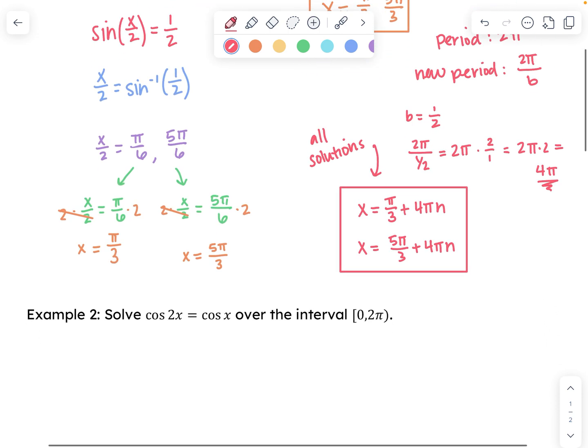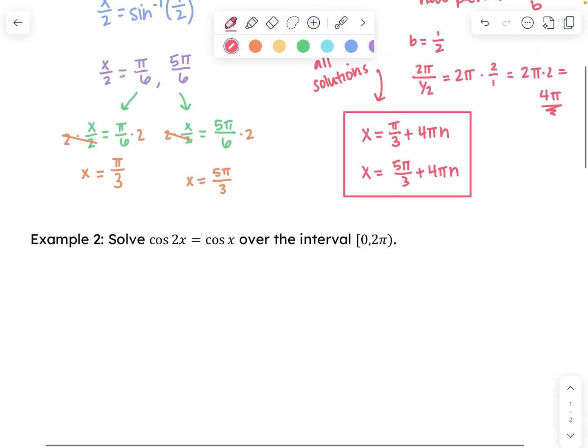This one says solve cosine of 2x is equal to cosine of x over the interval 0 to 2 pi. So once again, we're in radians. This time we just have to solve it over that one interval, so we don't have to worry about the plus something times n here. What's a little bit weird here though is that right here I have a cosine of 2x, but right here I just have a cosine of x.